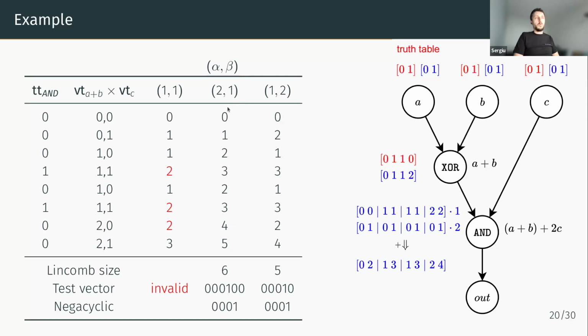Let's take, for example, two other linear combinations like 2 1 and 1 2. We can do the same things. We obtain these two value tables.